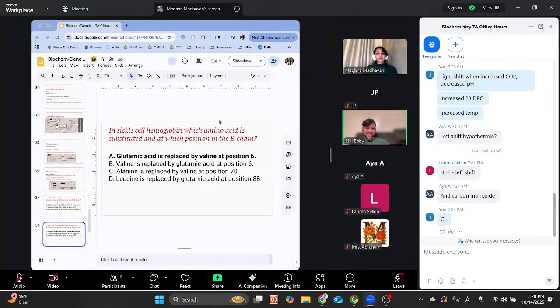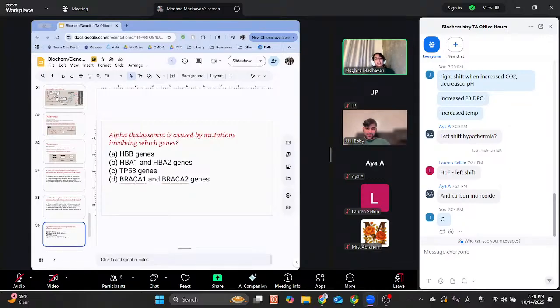And then alpha thalassemia is caused by a mutation in the HbA1 and 2 genes, I believe. Yep, because HbA stands for alpha, and then HbB is for the beta chain.